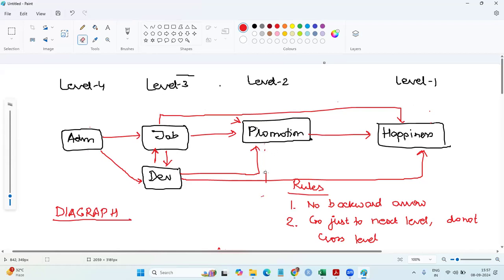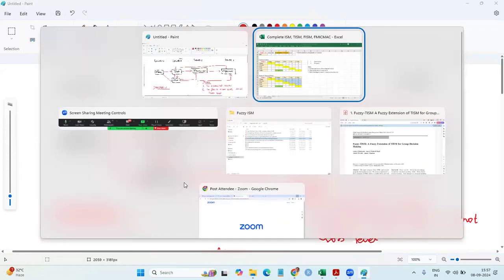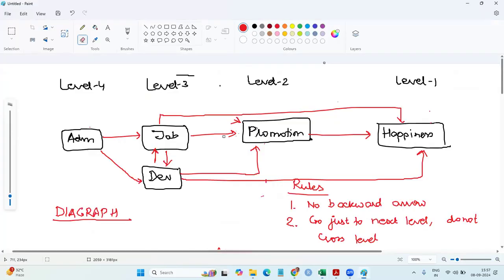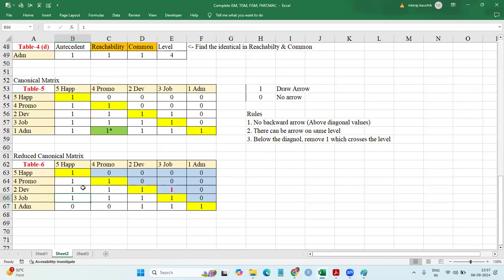So from admission, remove all other arrows. Just go to the next level. Don't cross the level. So admission to job and development. Let's check it out. From admission, I have done job and development. The 2 are there. Rest they are not there. From job and development, it will go only to the promotion. Remove these also. Remove these also. From job, you cannot go to happiness. You cannot go to promotion. We can go.